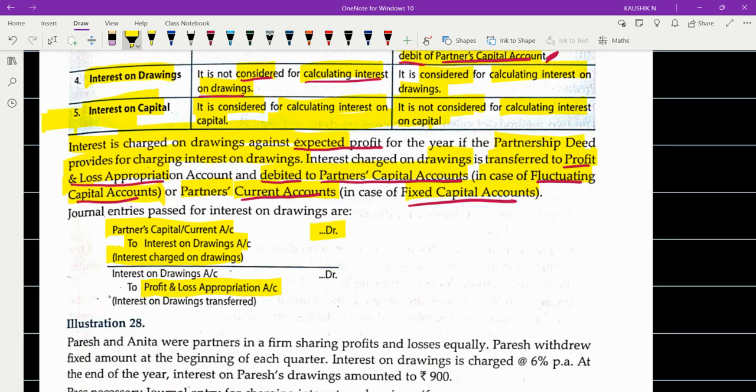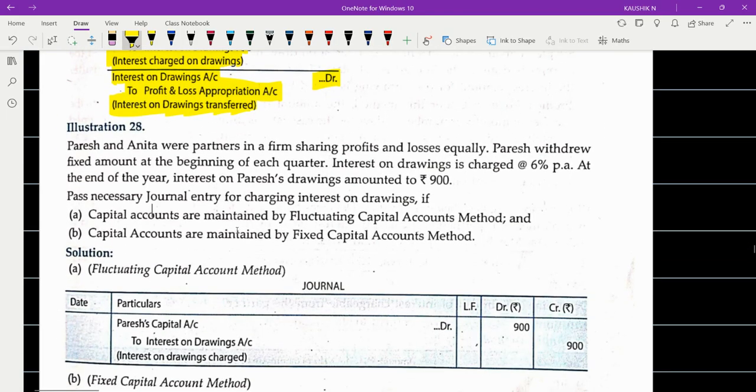So that's the reason interest on drawings account has been debited to profit and loss appropriation account. Interest on drawings is transferred, so you're closing it by transferring this to P&L appropriation account. In the partner's capital account, you show it on the debit side, being an expense to the partner, whereas the same interest on drawings you show on the credit side, being an income to the firm. Any doubt in understanding the journal entry? Right. The next one, whereby we are going to understand the concepts.